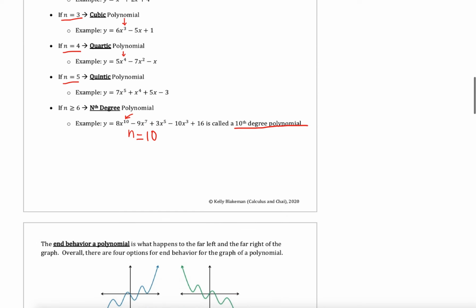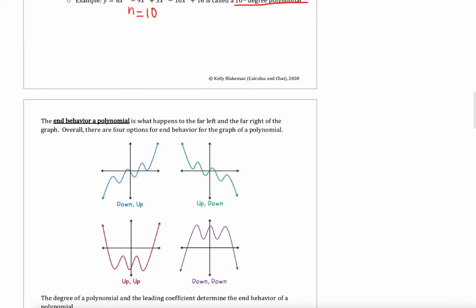Next concept we're going to talk about is end behavior, which helps us to categorize the different types of polynomials that we have. So the end behavior of a polynomial is what happens to the far left and to the far right of a graph. Overall, there are 4 options for end behaviors for a polynomial function. This first option here we have is what we call a down-up end behavior, since to the left side the graph is going down, and then to the far right side the graph is going up.